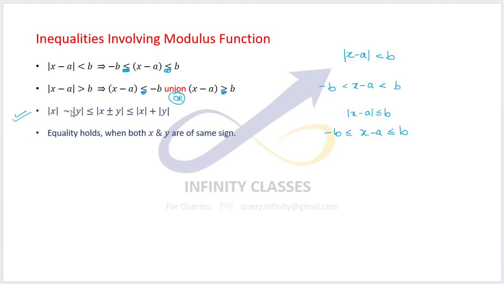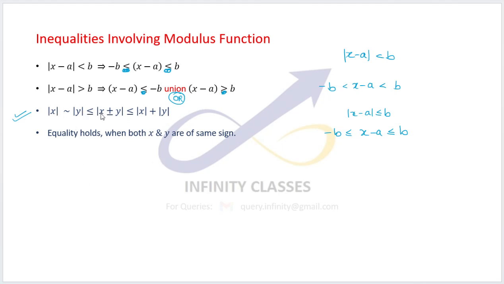This tilde sign is the difference sign. So whichever is greater of mod x and mod y will be taken first, so the output will always come out to be a positive number. So mod of x plus y or x minus y will be greater than equal to mod x difference mod y, and will be less than equal to mod x plus mod y. We have to be very careful around this inequality, which can be used multiple times in a lot of questions.